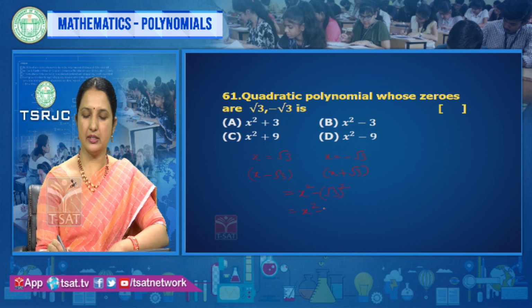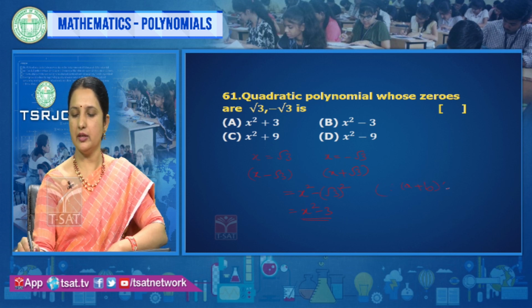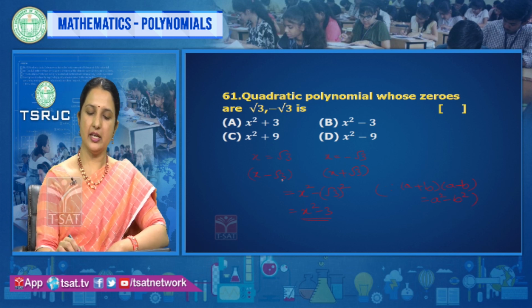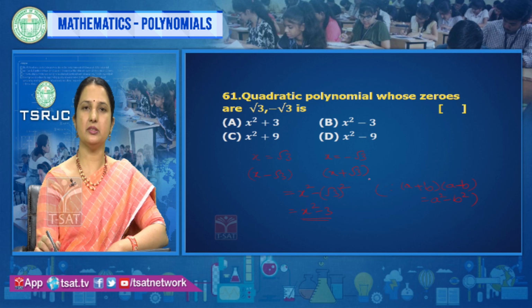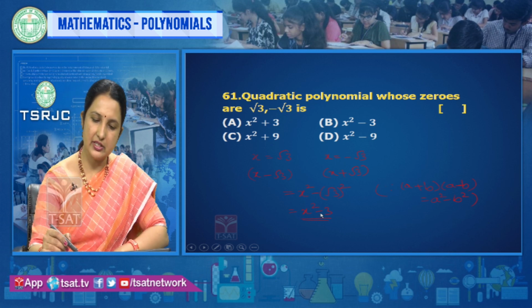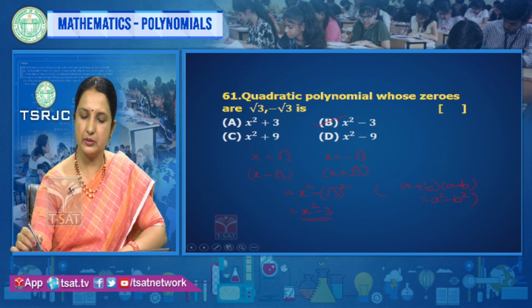x square minus 3. So this is the same as a plus b into a minus b, which can be written as a square minus b square. So here x minus √3 into x plus √3 can be written as x square minus √3 whole square, that equals x square minus 3. So the equation is x square minus 3, which is there in option b. So b is the correct answer.